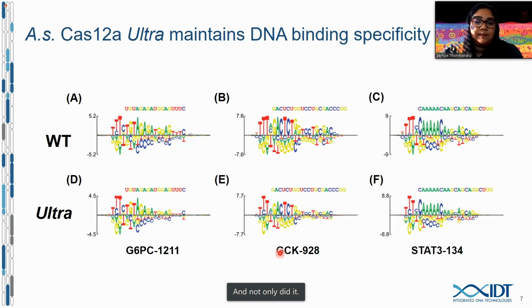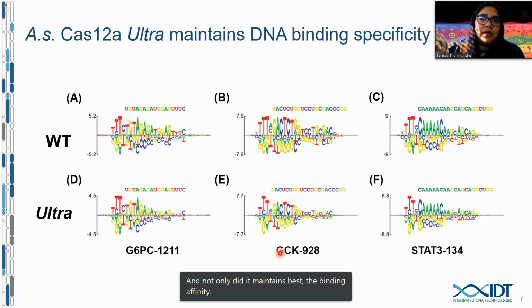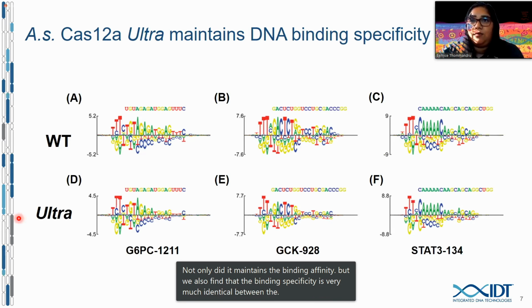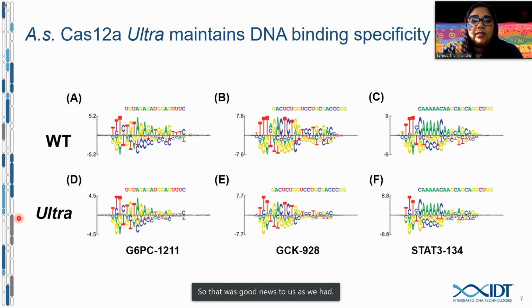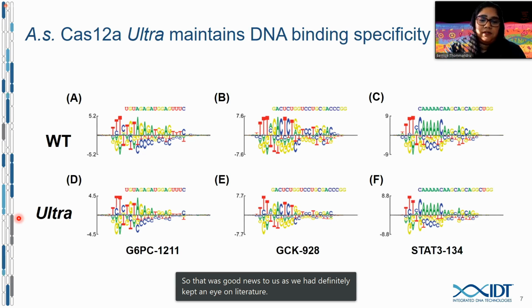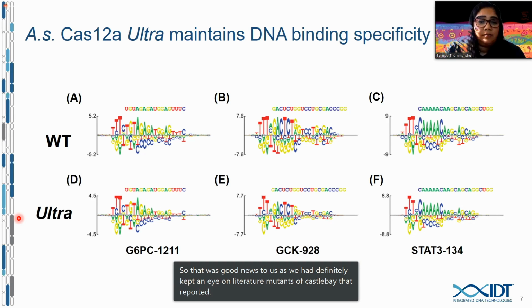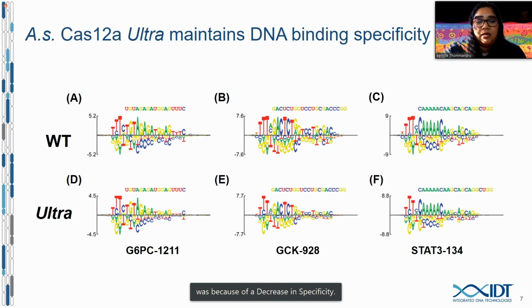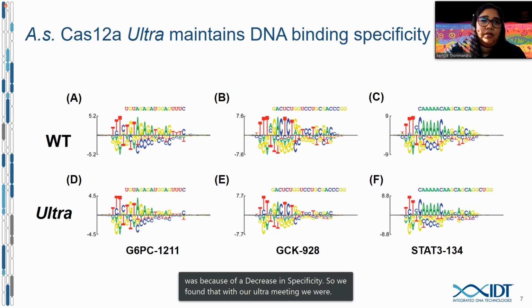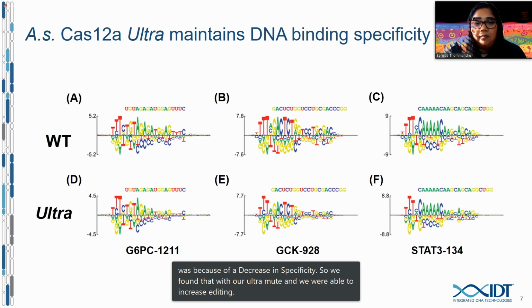And not only did it maintain the binding affinity, but we also find that the binding specificity is very much identical between the Ultra and wild type enzymes. So that was good news to us, as we had definitely kept an eye on literature mutants of Cas12a that reported having broadened PAM and enhanced activity. But when we tested those ourselves, we found that the reason they had an enhanced activity was because of a decrease in specificity. So we found that with our Ultra mutant, we were able to increase editing activity, but leave the specificity and binding affinity alone.